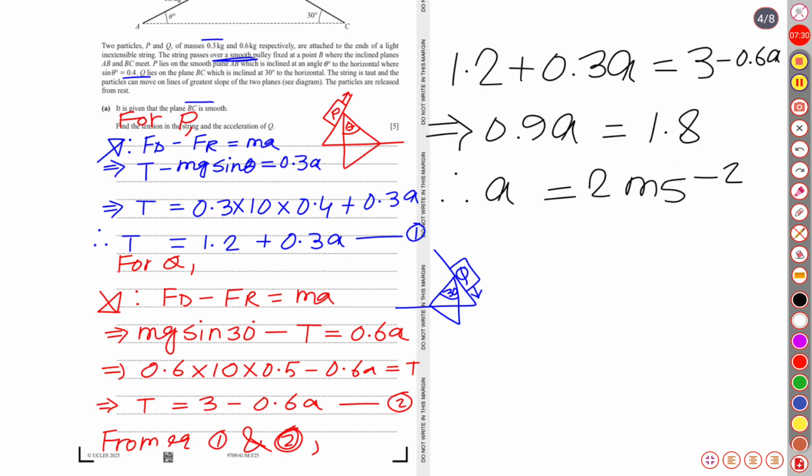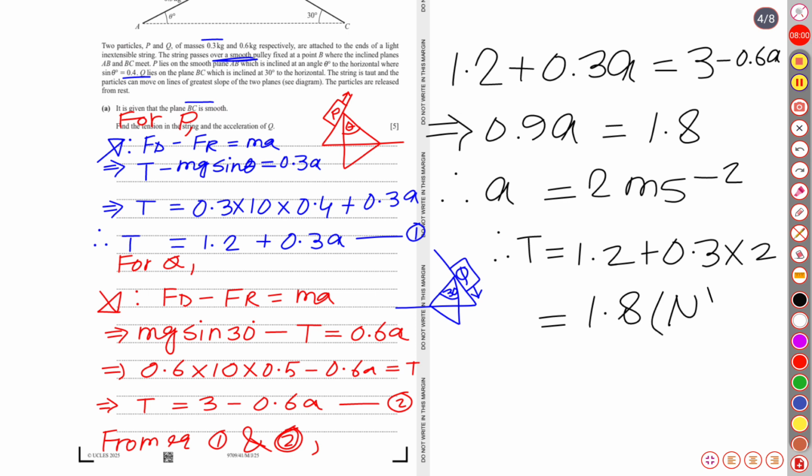Hence we can find our tension. Hence tension is equal to 1.2 plus 1.2 plus 0.3a, 0.3 into 2, which is 0.6, so 1.8 Newton. So these two are the answers to the question.